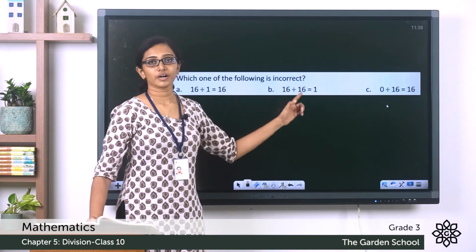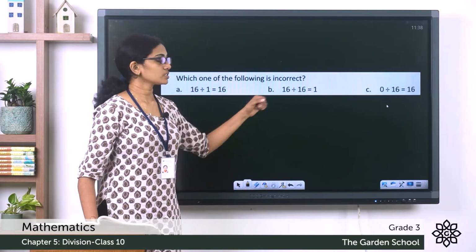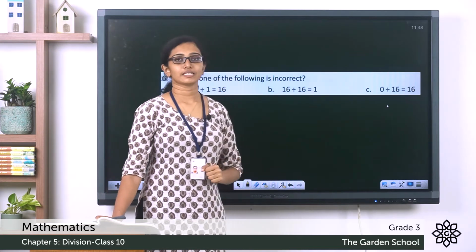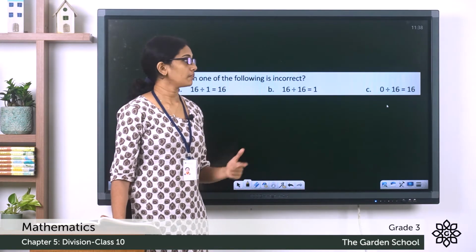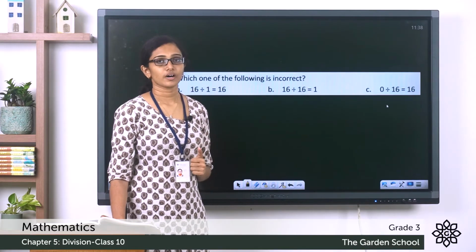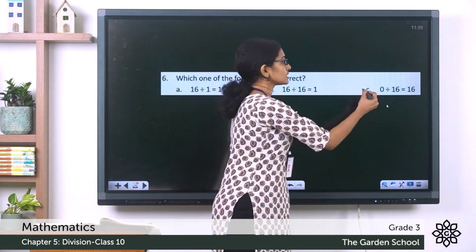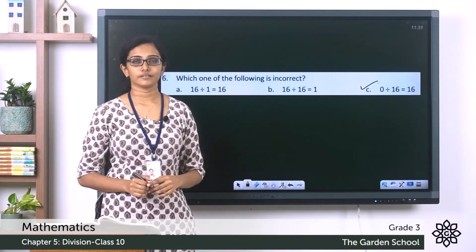Any number divided by that number itself will give 1 as the result. So this one is also true. What about C? 0 divided by 16 is equal to 16. 0 divided by any number will give 0 itself as the result. So is that option true? No, it is false. So this is the incorrect option given here as asked in the question.